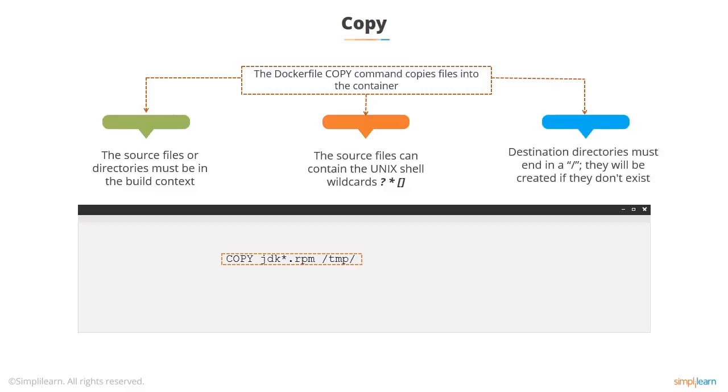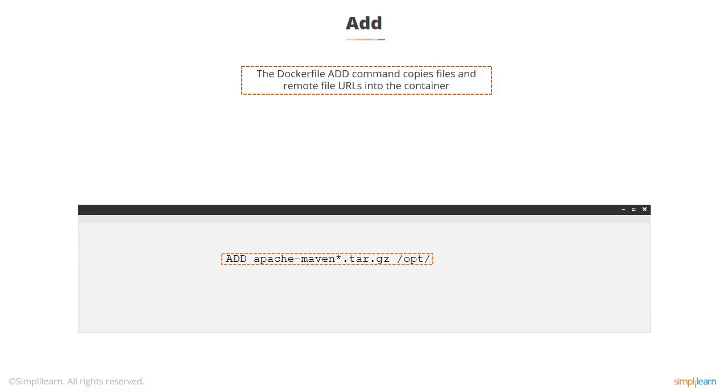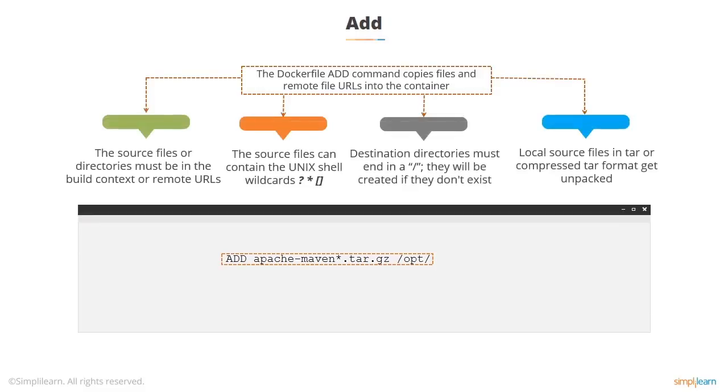So there's the ADD command, which copies things into the container as well. Again, they're going to be in the build context. You can have the wildcards as well. It's just another way of doing it. But the ADD can use remote URLs rather than just files. That's the difference.